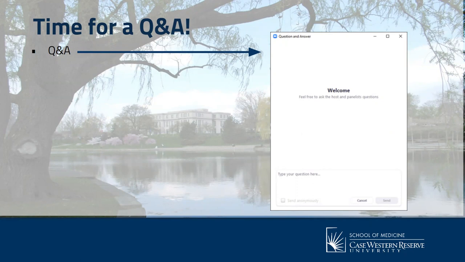I will say that transitioning back into the didactic phase can be tough for students. We have resources in place where we really are hoping to get our students to start off on the right foot.